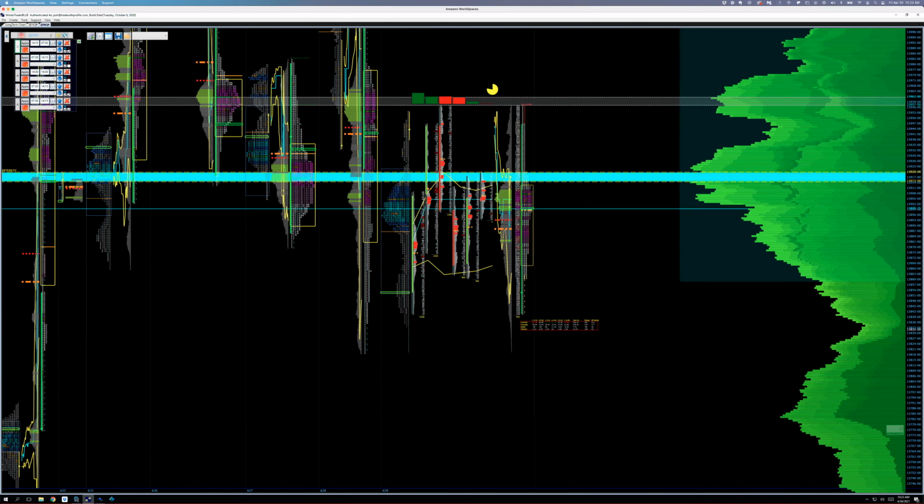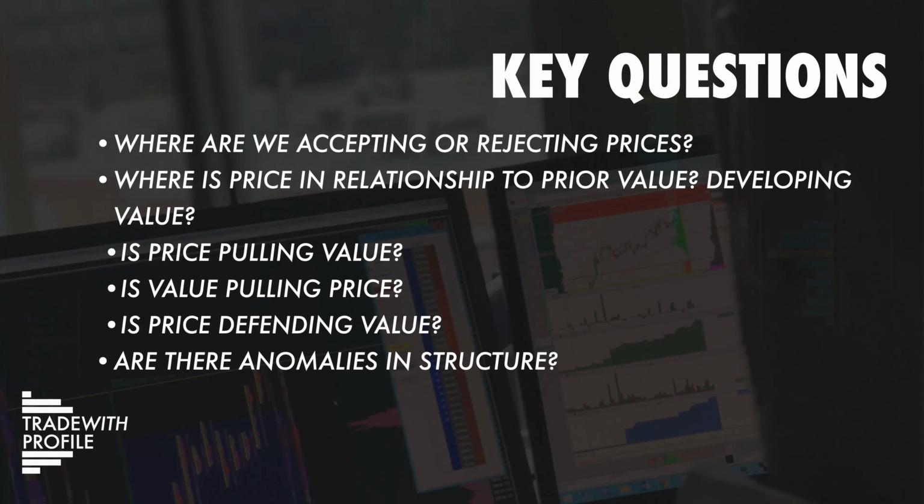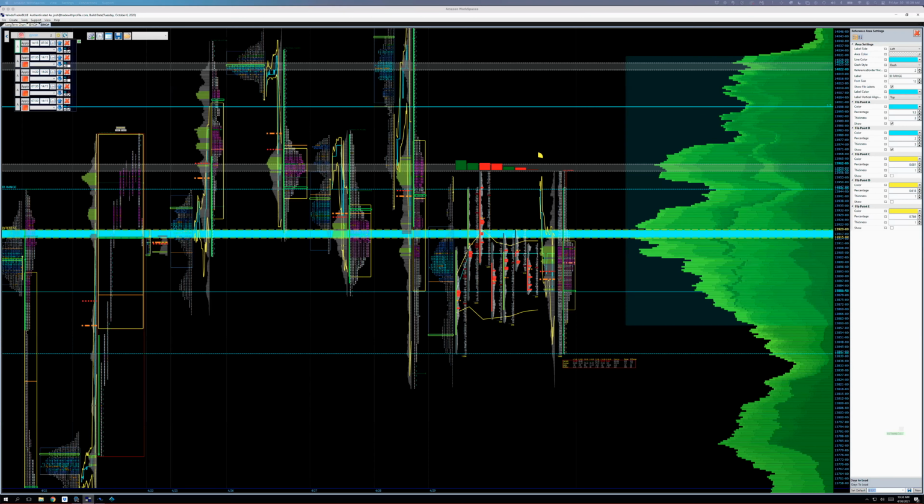Is price defending value? Like if we come back to an area of value, are we defending that? Or are there anomalies in the structure? So like, are those single prints or pockets inside the profile that don't give us that typical bell curve that gives us an idea of who's active and what they're doing within the auction? Okay, so that's a very high level overview of the profile. Leave the rest of it to any questions that anybody's got. Happy to answer those. We can even talk more about today and potential opportunities and things like that.